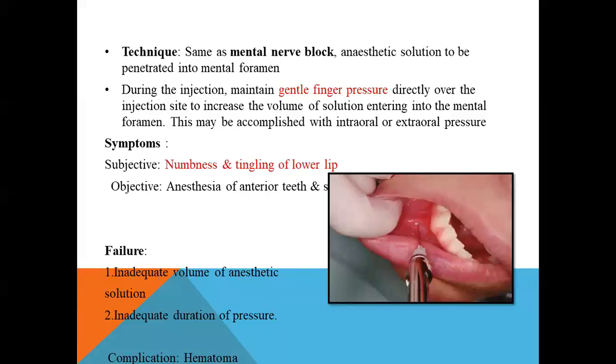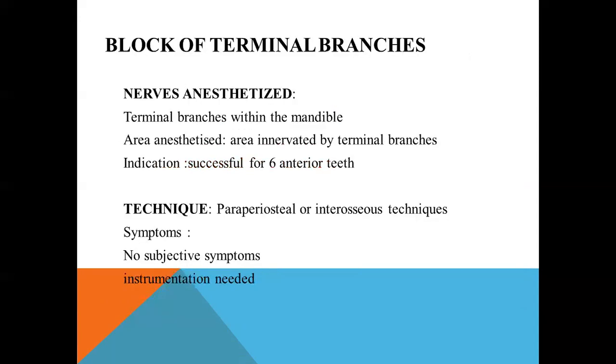Technique is similar to that of the mental nerve block technique. During the injection, gentle finger pressure has to be maintained. Remember, symptoms: numbness and tingling of the lower lip. Objective will be anesthesia of the anterior teeth. Failure: if you deposit inadequate volume or apply inadequate duration of pressure. Complication will be hematoma.